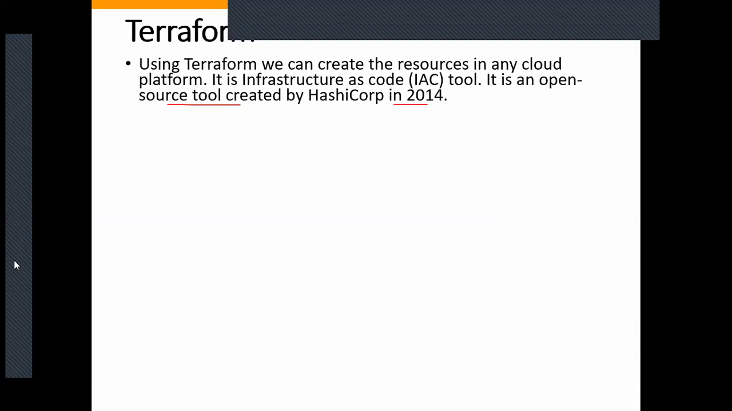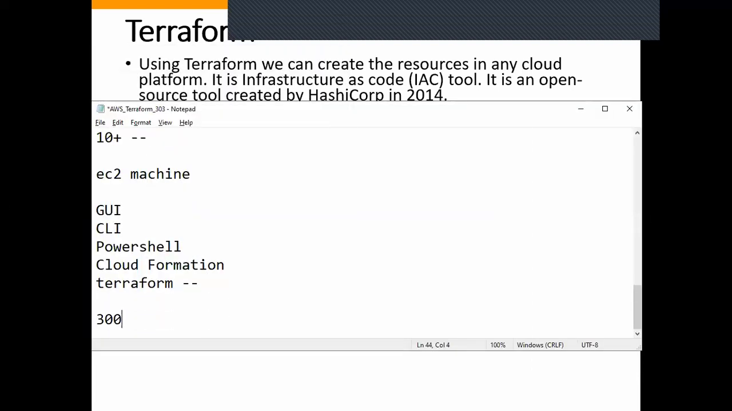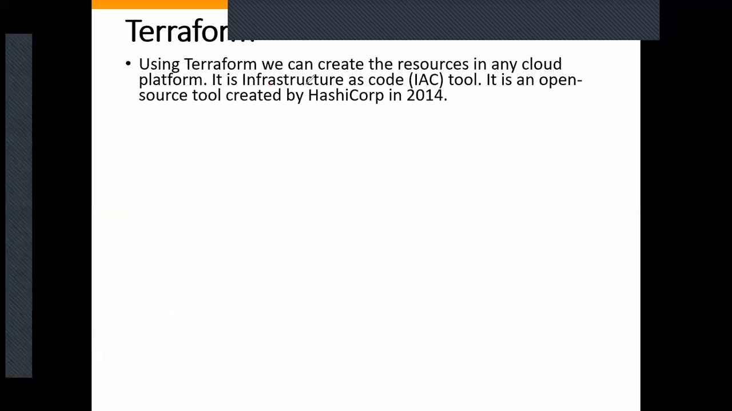And not just on AWS, by using this Terraform tool, we have more than 3,000 providers. We can create their resources. By using Terraform, I can create AWS resources, I can create Google Cloud, I can work on Azure Cloud also. More than 3,000 providers we have on which we can work and create their resources, create their services. And this particular tool is also called infrastructure as code.